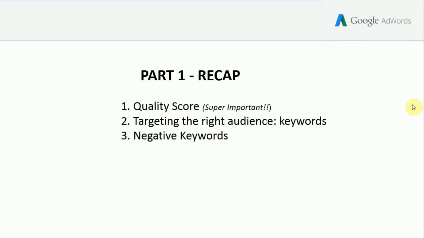So let's have a quick recap. In part one, we went through quality score for each of your keywords and how increasing your quality score is going to reduce your cost per click and move you further up the rankings, further up the positions for cheaper, which is going to get you more clicks for a cheaper price, which is going to be more traffic to your website, which is more calls. So that was the first one. The next one was audience and targeting keywords. Now these are all in part one of the video. You can go back and watch the whole thing. I just thought I'd quickly recap what we spoke about.